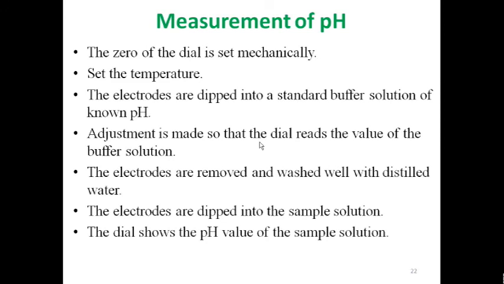Then the electrodes are removed, washed again with distilled water and wiped, and after that they are dipped into the sample solution, the unknown solution. After 30 seconds, the dial shows the pH value of the unknown solution. So this is the process to measure the pH of an unknown solution.